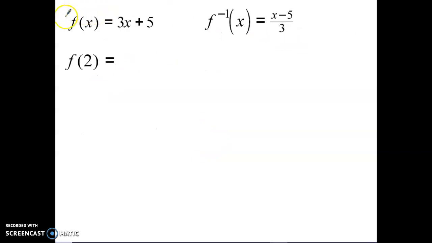All right, let's look at this one. So I have this function, 3x plus 5, and I have its inverse right here. Let's see what happens when I put 2 into my original function. 3 times 2 is 6. 6 plus 5 is 11. So the value that my domain value of 2 maps onto is 11. Now let's take that 11 and put it into the inverse.